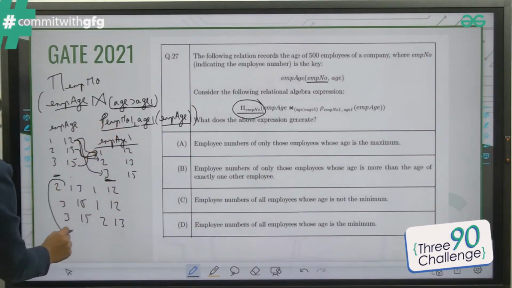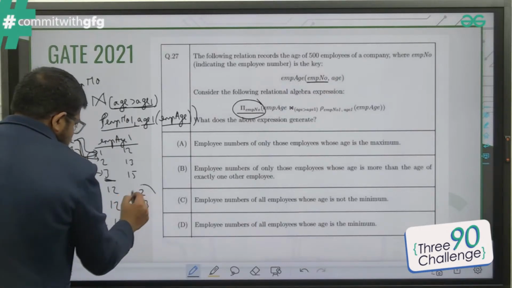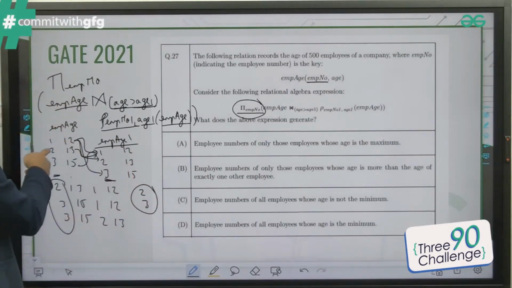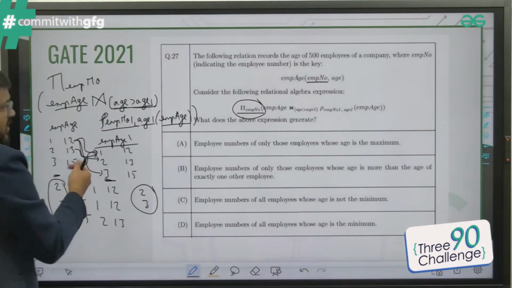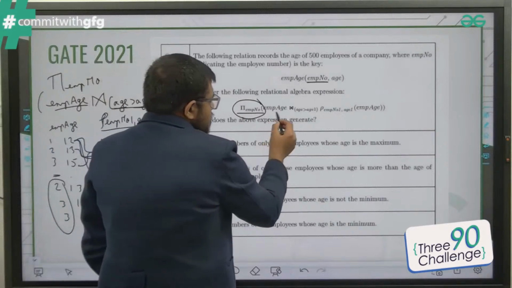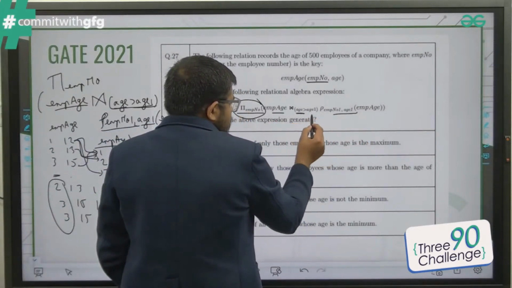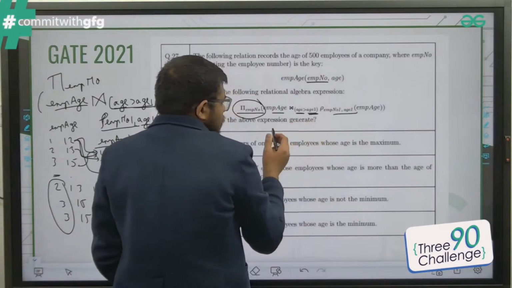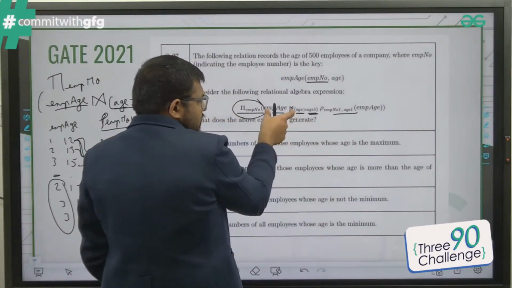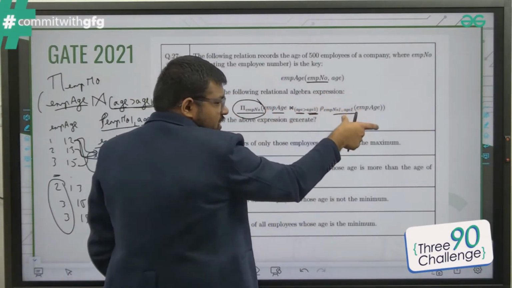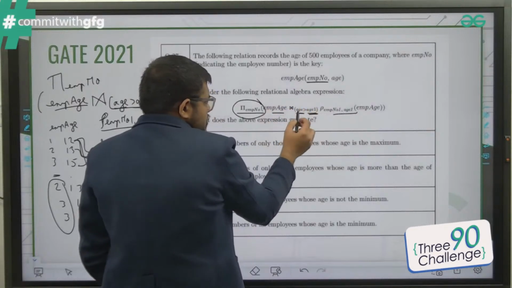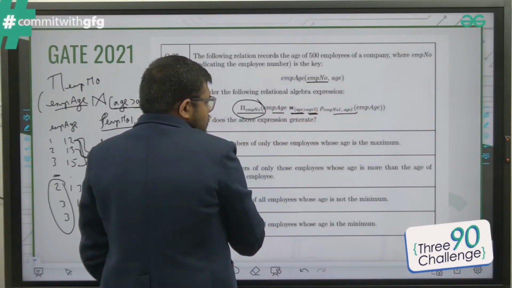So they will take a projection on this, and in relational algebra we do not take duplicates, so I will get 2 and 3. So what are 2 and 3? These are the employees whose age is not minimum. Obviously the employees whose age is not minimum will be taken. Why? Because here I am doing the join with the same table and I am specifying the condition that I need an employee whose age is greater than this employee. Now if an employee has age greater than even one employee, then also his or her age will be taken here. Are you getting my point?